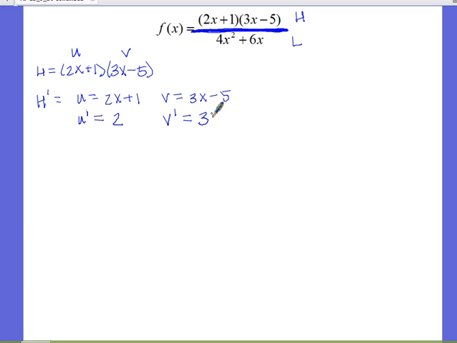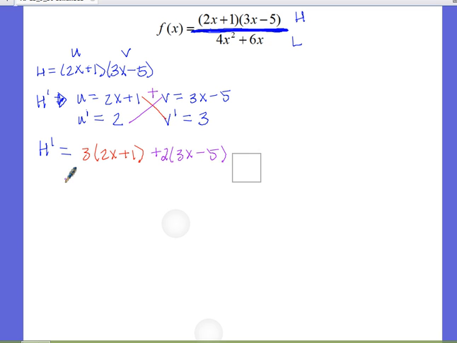Remember, the derivative of a constant is 0. So h prime actually becomes, remember how we did it? We multiply u times v prime, so 3 times 2x plus 1, and then we add v times u prime, so u prime is 2, and it does help to simplify in the beginning. This becomes 6x plus 3 plus 6x minus 10. So my h prime is 12x minus 7. Alright, so that's part of my answer.